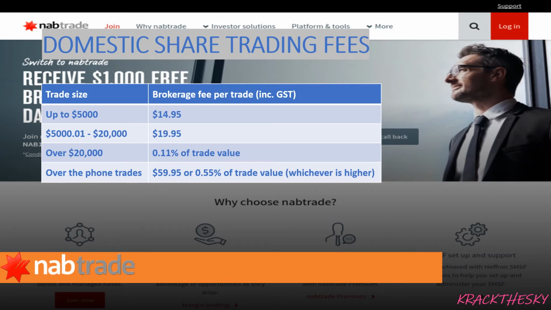Over the phone trades are going to be $59.95 or 0.55% of the value, whichever's higher. There's quite a differential in cost, and that's because they don't want you ringing up and trading over the phone, obviously, because it's a broking service. So that's why it's quite inhibitive, in my point of view anyway.